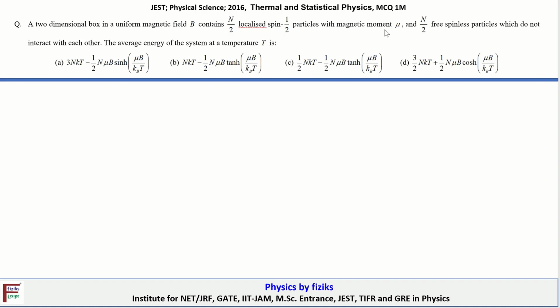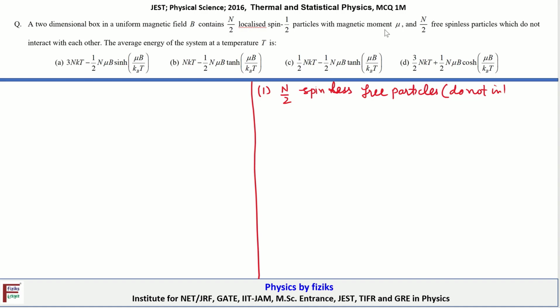Okay, so we are having a system which comprises two different kinds of particles. The first kind of particles, they are n by 2 spinless free particles, which do not interact, and they are confined in two dimensions, please note it. And the second set consists of n by 2 spin half particles with moment mu.